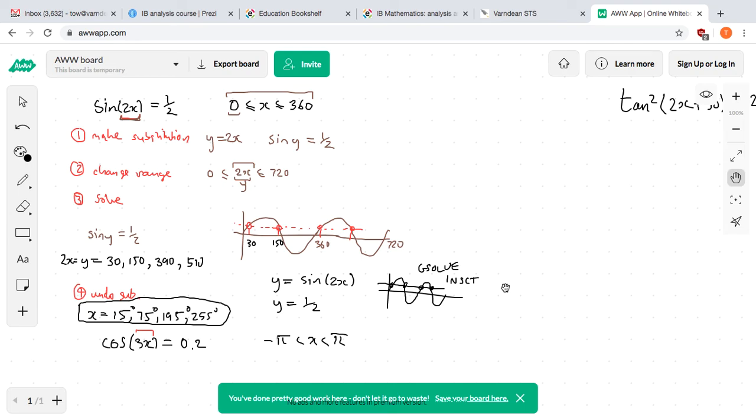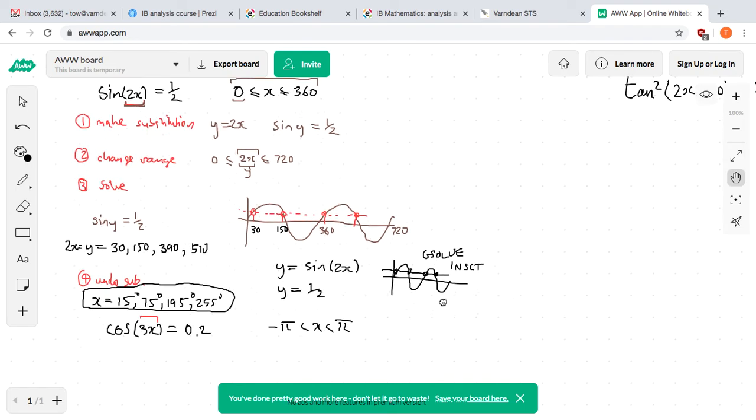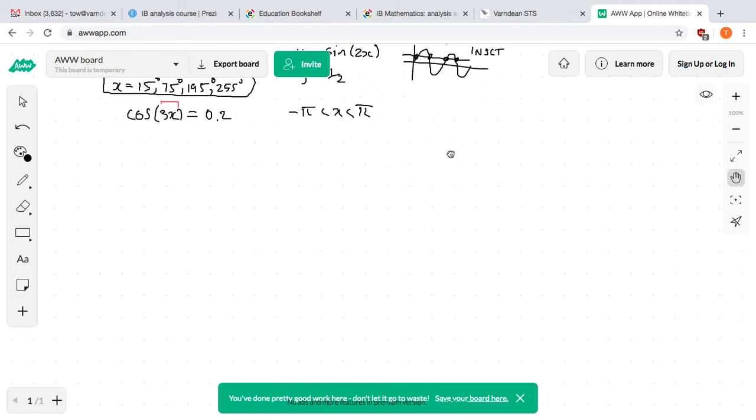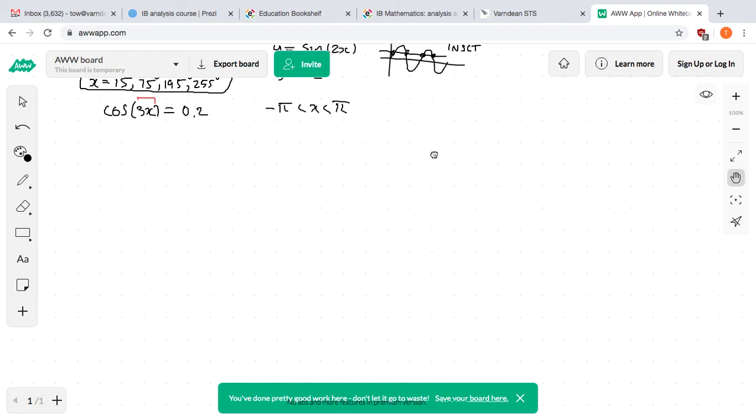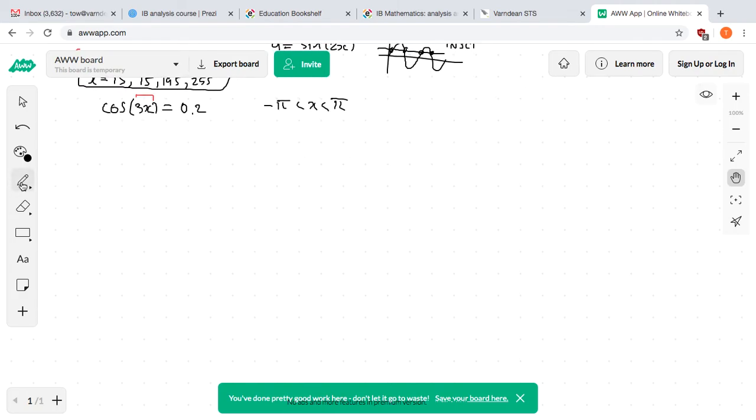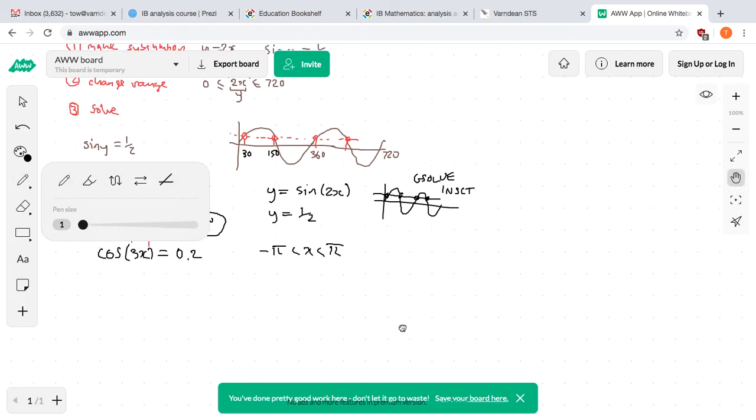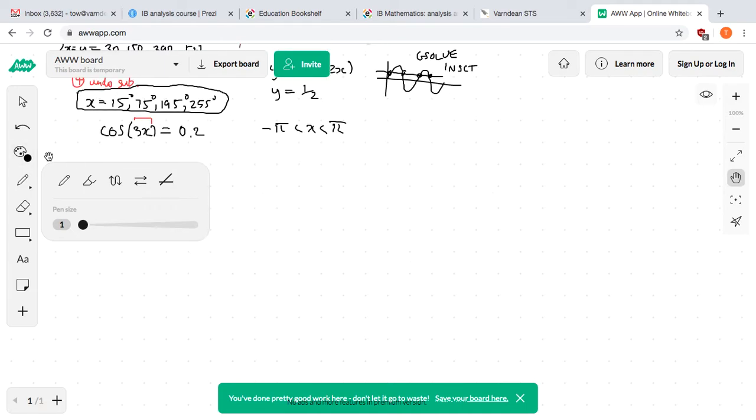So I'm just going to do that method again on this second example to show you, just so you feel more comfortable with it really. But it's the same thing. So let's see. Step 1, substitution. This time y equals 3x.